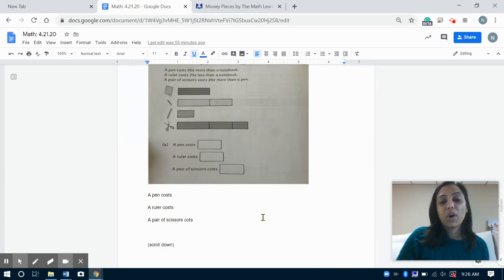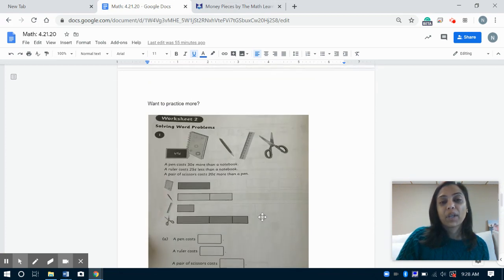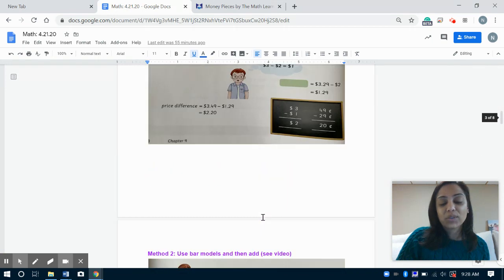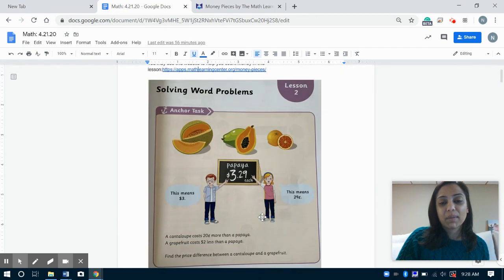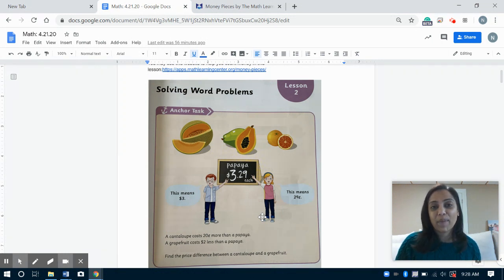If you want to practice more, there's some more problems down below. Okay, so try your best. Remember, I know that bar models can be sometimes a little tricky, but we use a growth mindset, and we said we're going to keep trying. We're going to try our best.